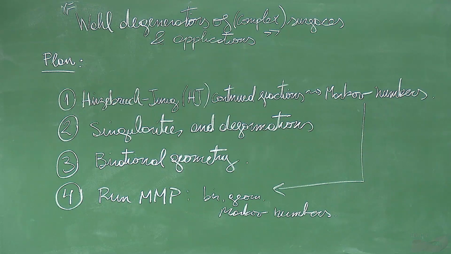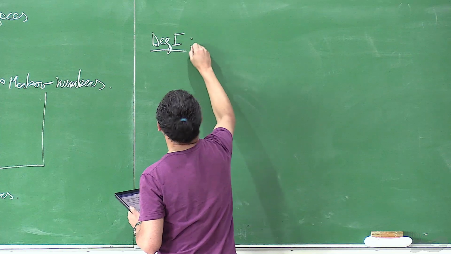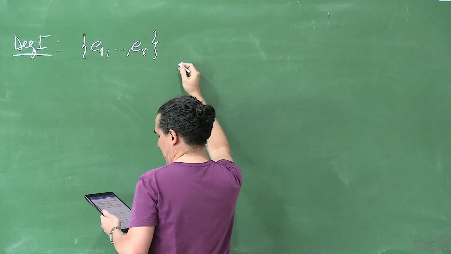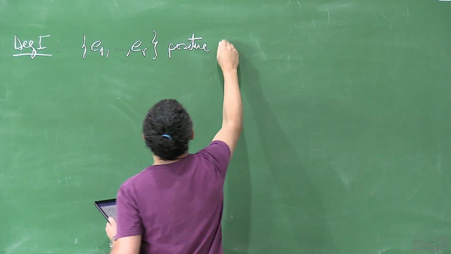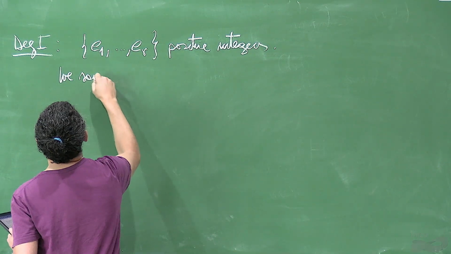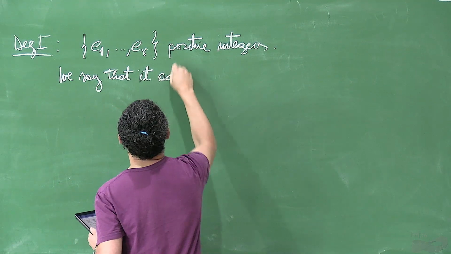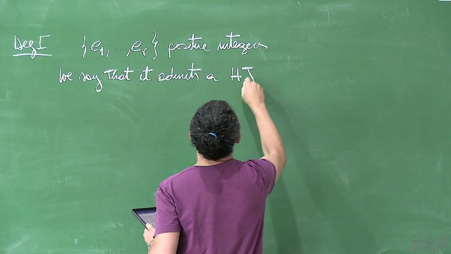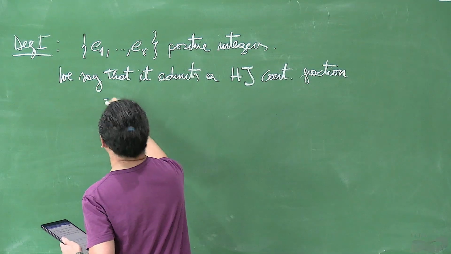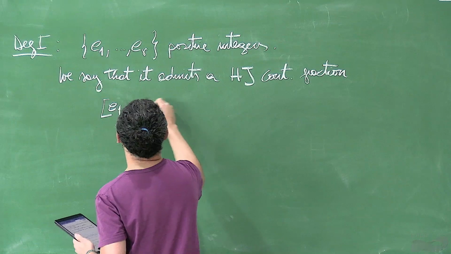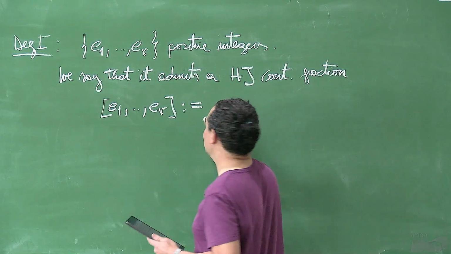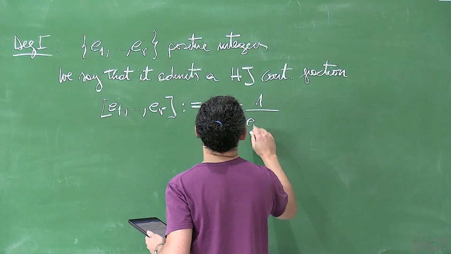Okay, so definition. Say that E1 up to ER is a collection of positive integers. We say that it admits a Hirzebruch-Jung continuous fraction. This is the notation: the square bracket, E1 up to ER. This is going to be the fraction and also the value of the continuous fraction, which is E1 minus 1 over E2 minus 1 over E3, and so on, down to ER.